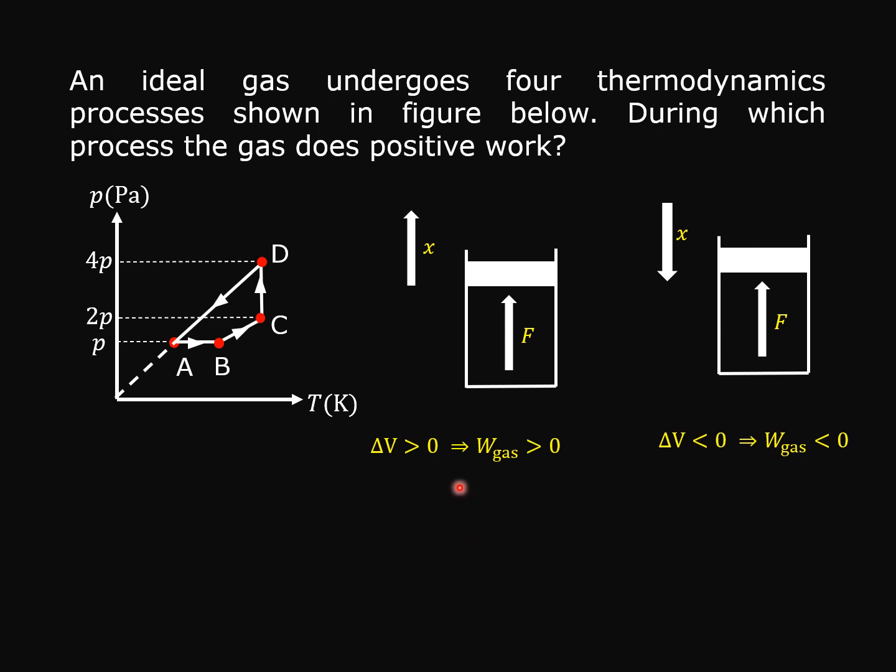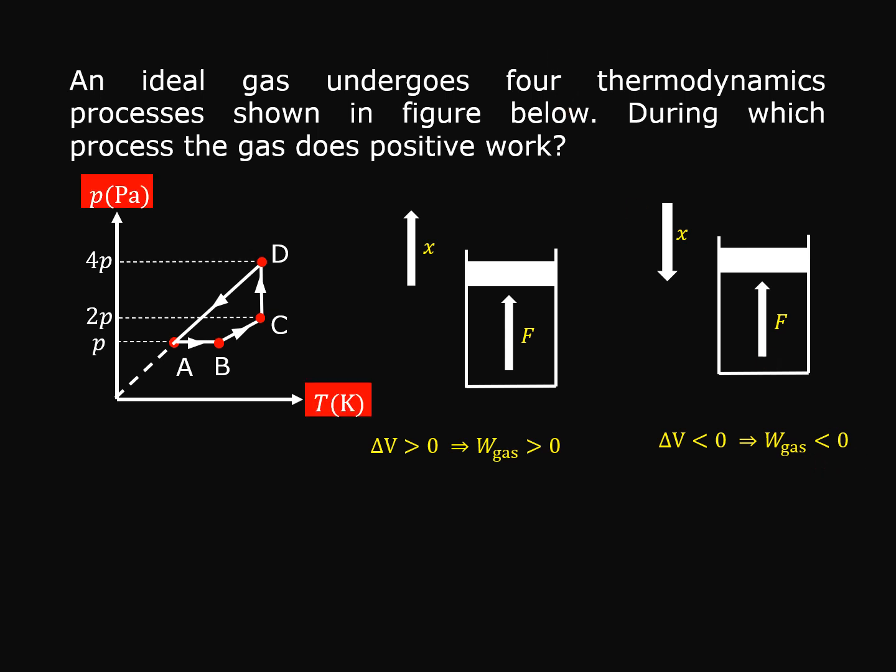Now we write down the result of our analysis about the relationship between the change of the volume and the sign of the work done by the gas. When the volume change is positive, meaning the gas expands, the work done by the gas is positive. When the gas compresses, or the volume change is negative, the volume becomes smaller, then the work done by the gas takes the negative sign.